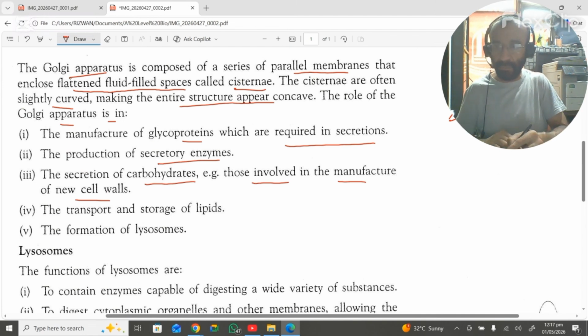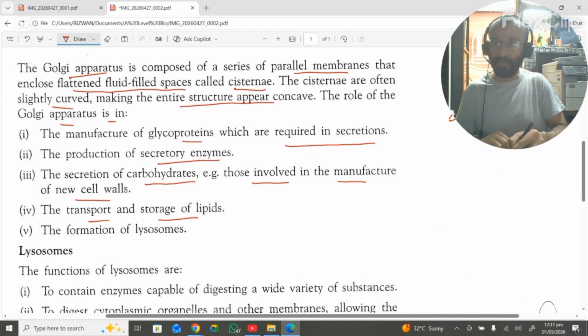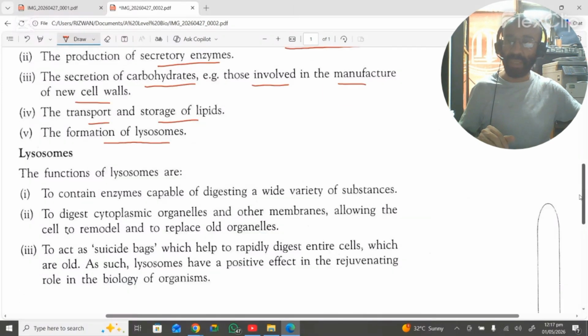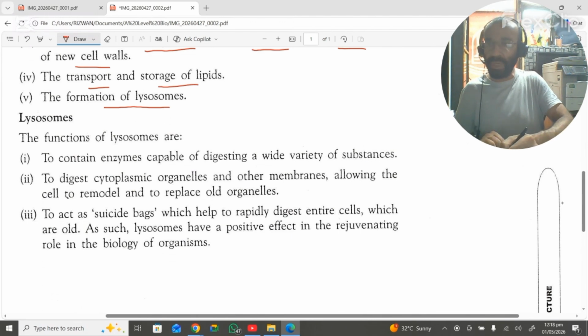Number four, an important function is the transport and the storage of the lipids. They not only transport them but also act as a storehouse for the lipids. And number five is the formation of the lysosomes, which you have studied are very important in the digestion of the undigested food. Now we are going to read about the lysosomes.